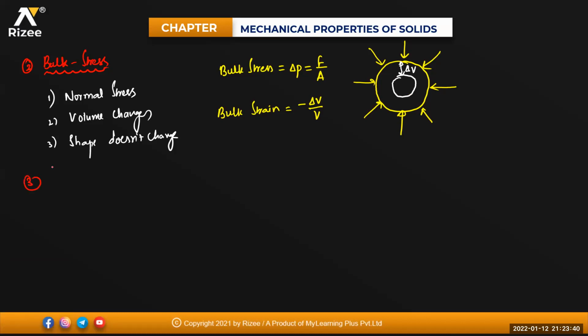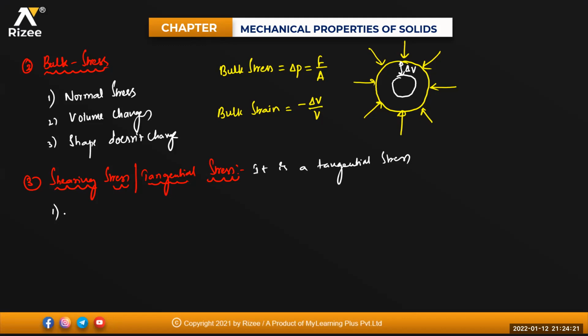Sure. Then the third type of stress is shearing stress, also called tangential stress. The word itself is indicating clearly: the force which is acting tangentially is called tangential stress. In this one point you can remember, shape changes, but volume remains constant. There is no change in the volume.